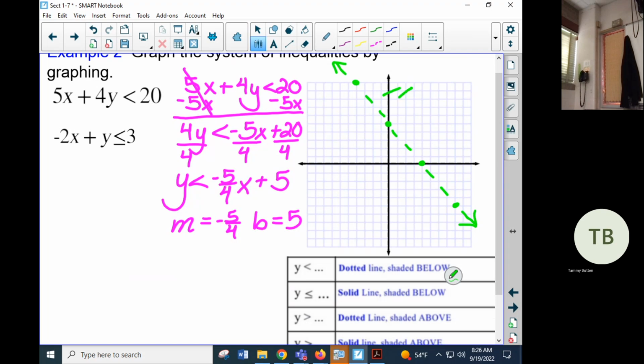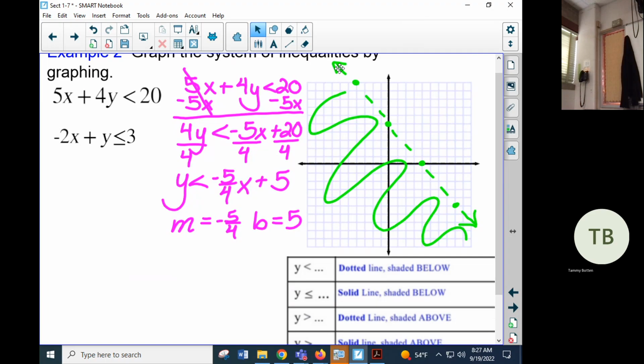It's just going to be up here. Okay. Oh, no, I'm lying. It's less than. Notice my equation is less than, and if it's less than, we shade below. So it actually should have been shaded right there. Then I need to do the same thing with that other one.